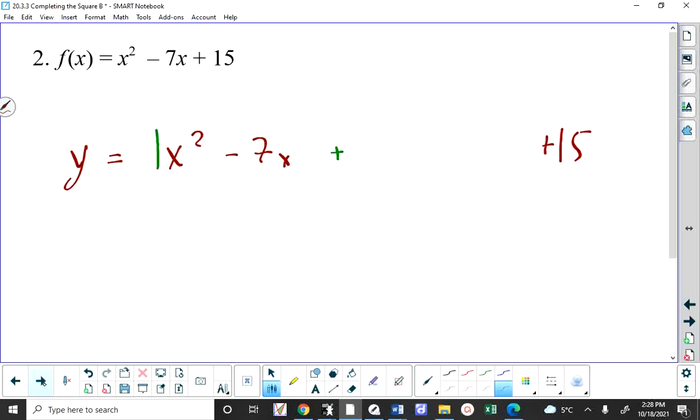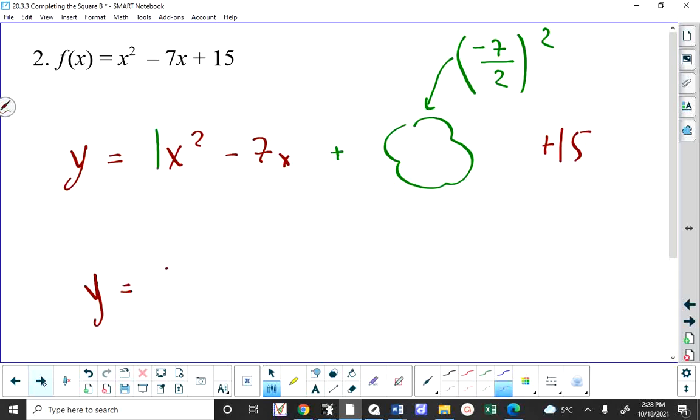And don't mistake what I'm asking you to do with me saying do it in your head. You might have to write some stuff down, right? I'm just saying don't rely on your calculator. So what number are we going to add here? Well, we're going to take b, which is negative 7. We're going to cut it in half or multiply it by a half, however you want to look at it, and then square it.